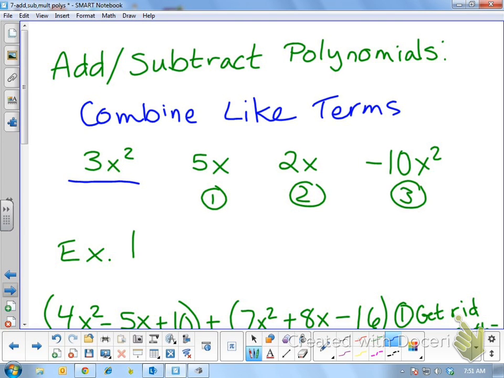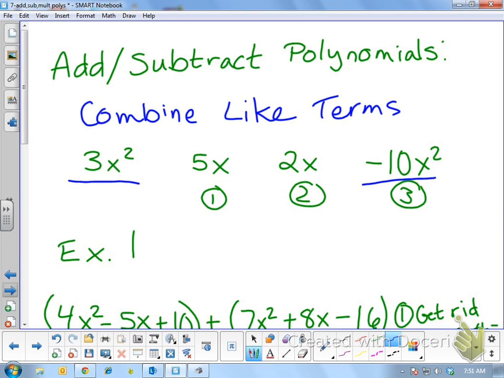If I say 3x squared, I want you guys to vote which one's the like term, 1, 2, or 3. You're going to hold up a 1, 2, or 3. Everyone needs to be voting. What's the like term of 3x squared? Marcel, I don't see you voting. Which one is the like term? Okay, I see most of you guys holding up a 3, and that would be correct.